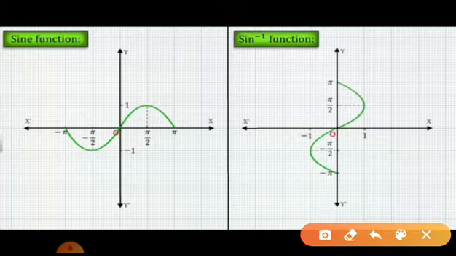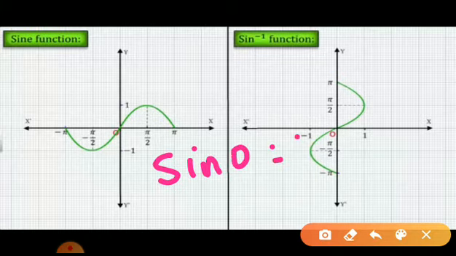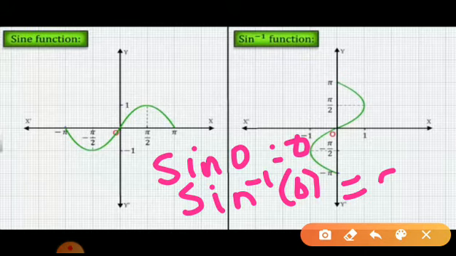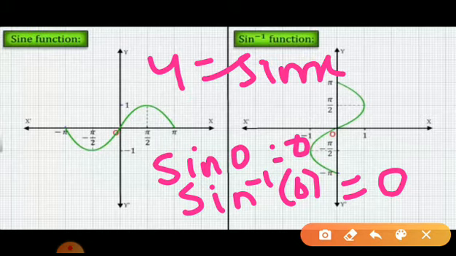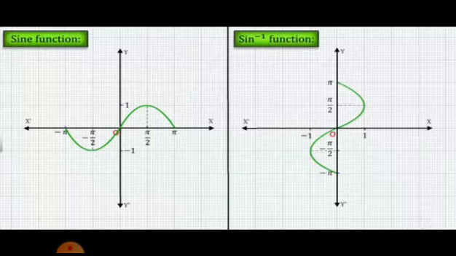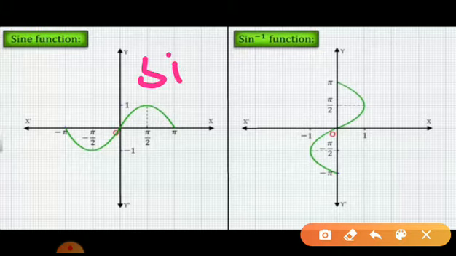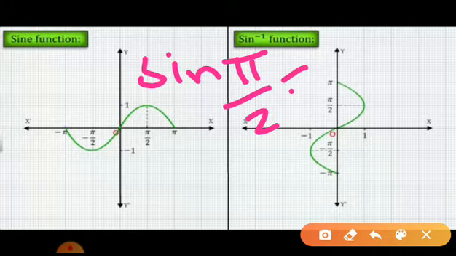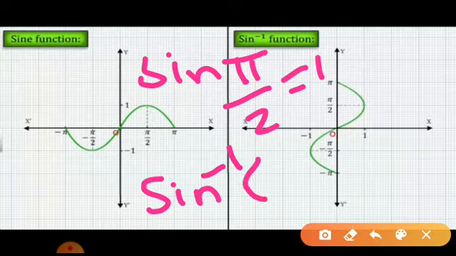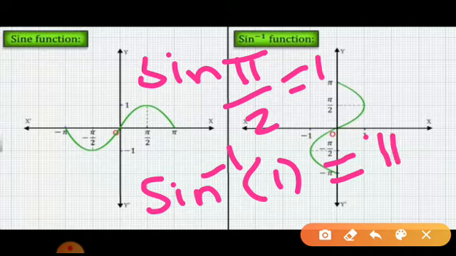What was your sine 0? It is 0 itself. Then see here, if sine 0 is 0, that means I can say sine inverse of 0 is equal to 0. We had seen previously, if y equals sine x, then sine inverse of y equals x. Similarly, sine pi by 2, we know, is equal to 1. That means what can I write? Sine inverse of 1 should be equal to what? Pi by 2.